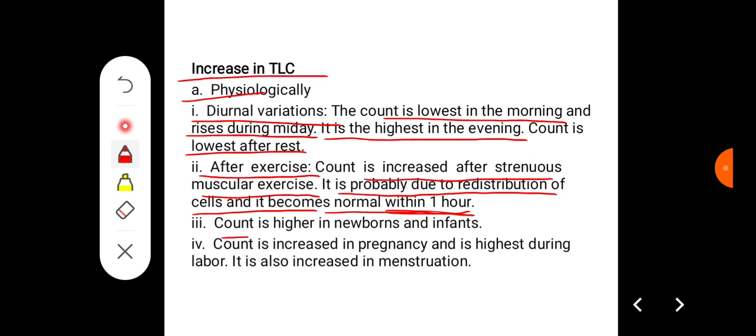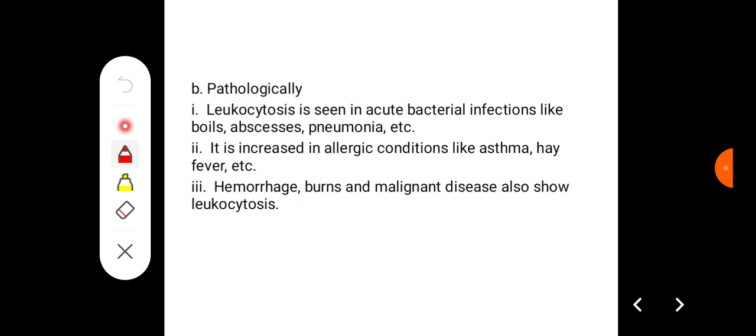Then count also is higher in newborns and infants. Count is increased in pregnancy and highest during the labor, and it also increases during menstruation.